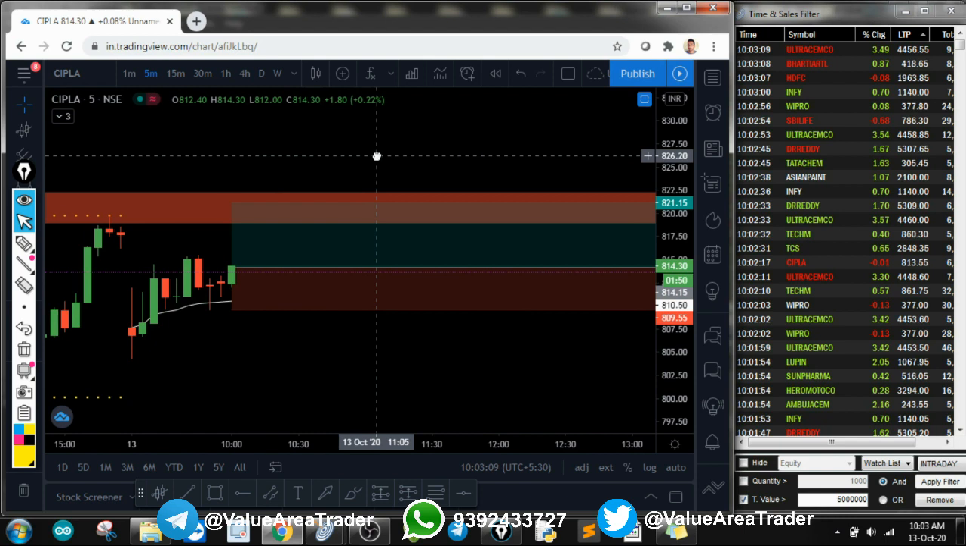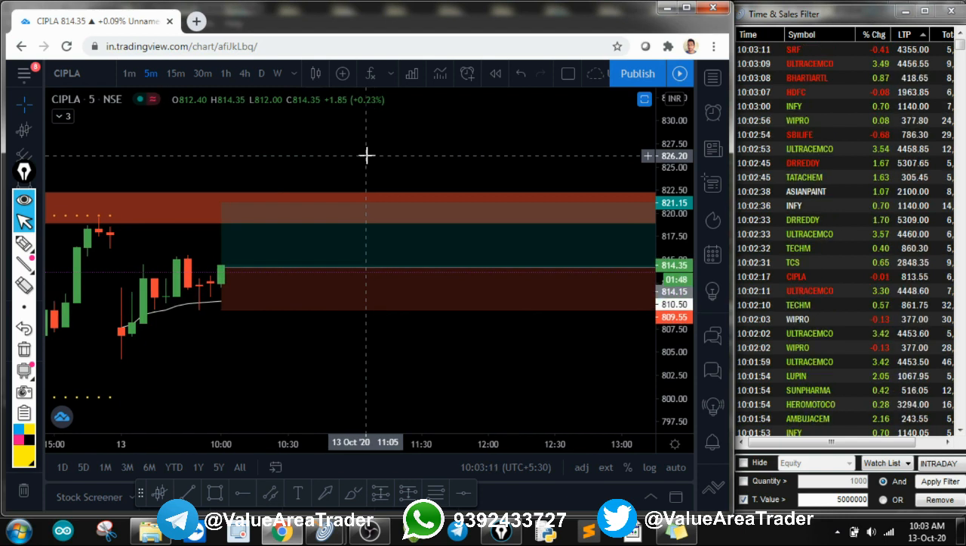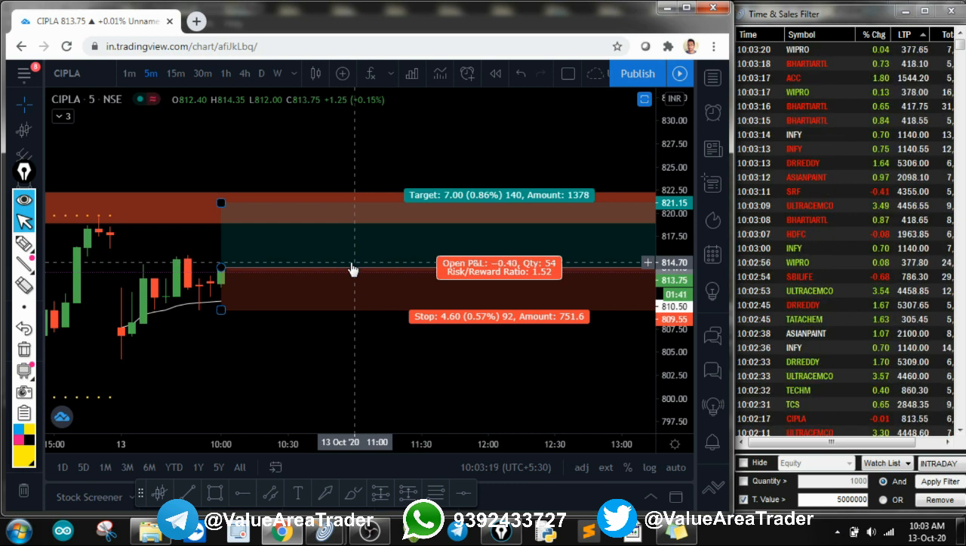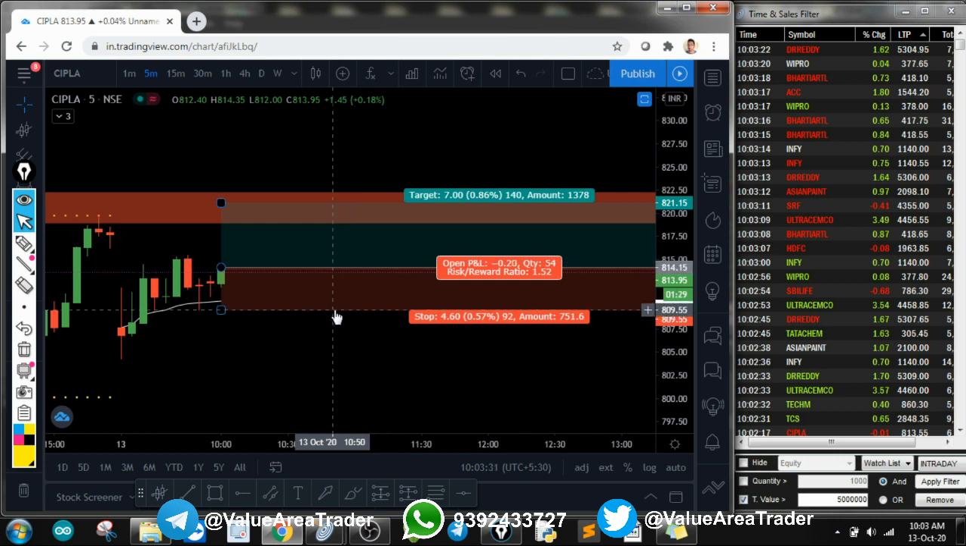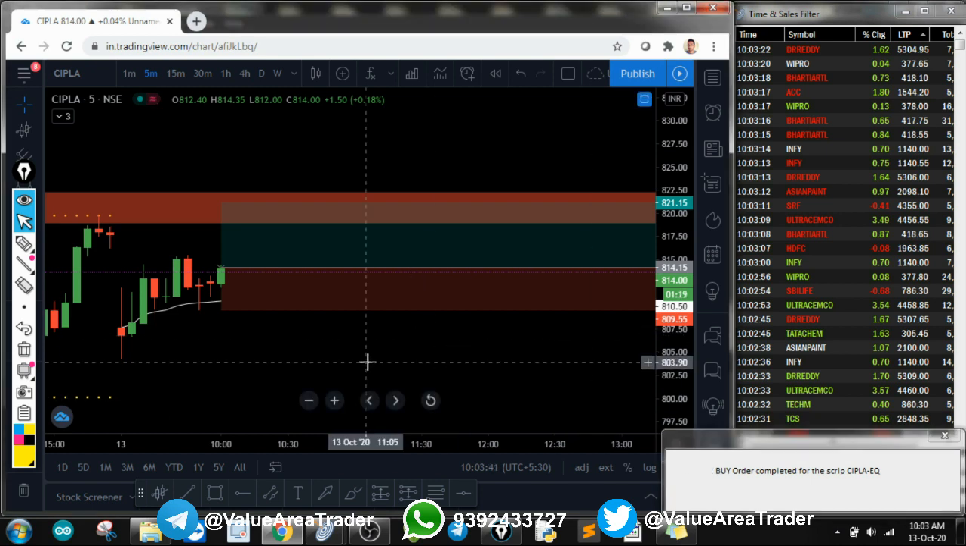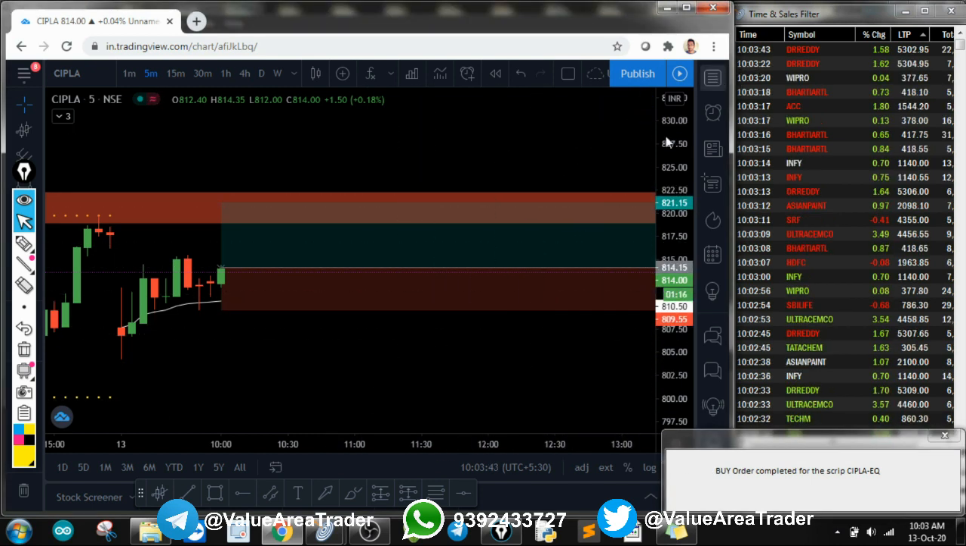Okay. So I'm gonna enter in Cipla with a stop loss of 4.5 rupees. So I'm putting this trade from my mobile and you can see the dialog box opening in the screen once the order is done. So buy on Cipla, my stop loss is at 809.5. Okay, you can see buy order completed for Cipla. So we have started our first trade, that is in Cipla.